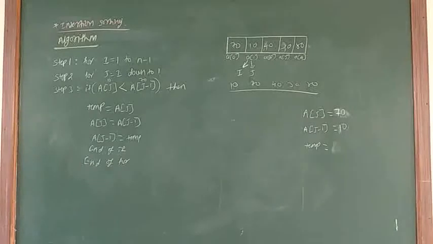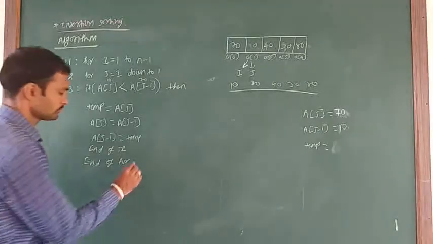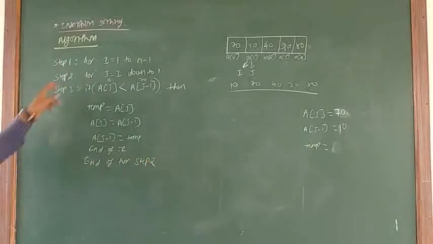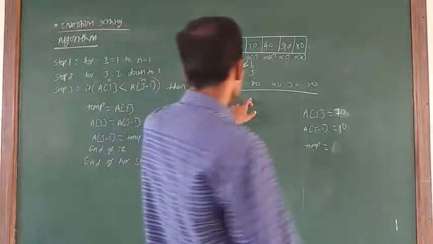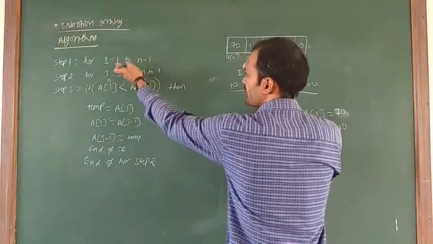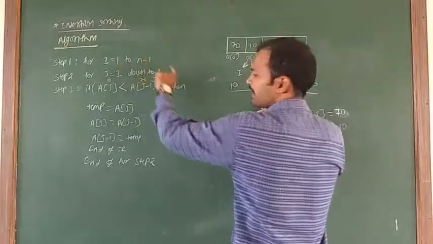End of for, step 2. So again go for step 1 here. Again it will increase by 1. So after completion of this one, your i will be increased. I is 1 to n minus 1 is there. So it will increase by 1 again.